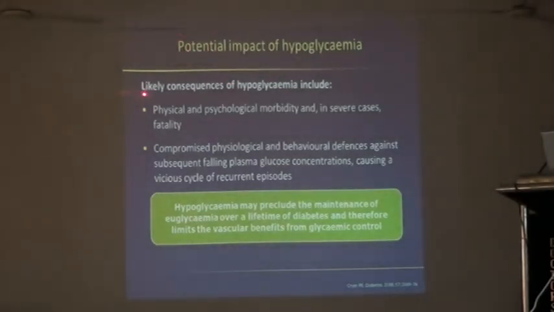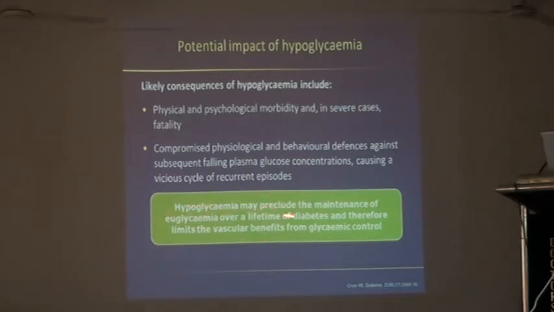So the potential impact of hypoglycemia is that the likely consequences include physical and psychological morbidity, and in severe cases, fatality. Compromised physiological and behavioral defenses against subsequent falling plasma glucose concentrations cause a vicious cycle of recurrent episodes. And how does this happen? You have hypoglycemia, you try to eat sugar, and the glucose shoots up. You stop insulin out of fear. 2-3 days later, your sugar is 400. You start with that same insulin dose. It takes time to calm down. You're worried, you increase the dose of insulin. You have another hypoglycemia. So this is almost a consequential suffering that a patient goes through.